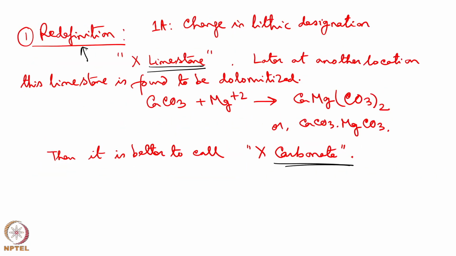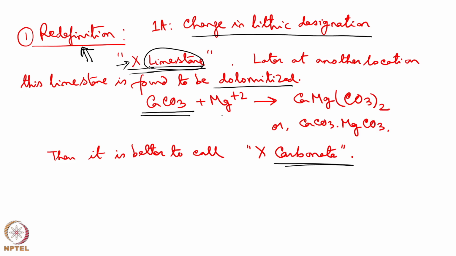The redefinition can be of two types: change in the lithic designation. For example, earlier what was called as X limestone, say some formation has been defined in this way, say X is a geographic location, but later on field work we find this is not purely limestone, but a part of it has been dolomitized.